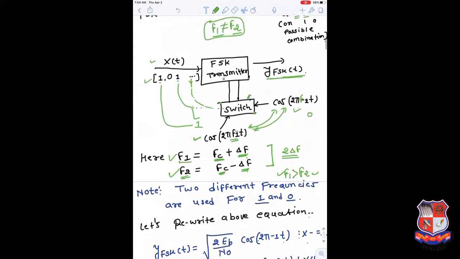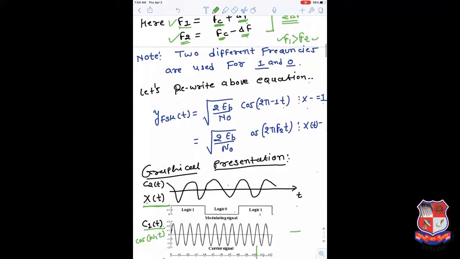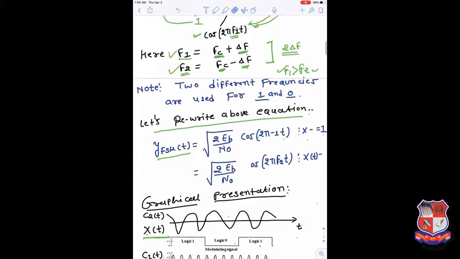This is the equation which is rewritten here. Two different frequencies are used to define a 1 and 0, or you can say to encode a 1 and 0. So if we rewrite the equation here, we can say the frequency shift keying signal y FSK of t can be defined as square root of 2Eb by Tb.